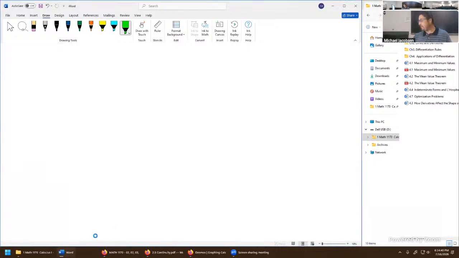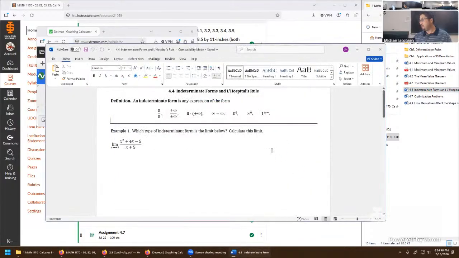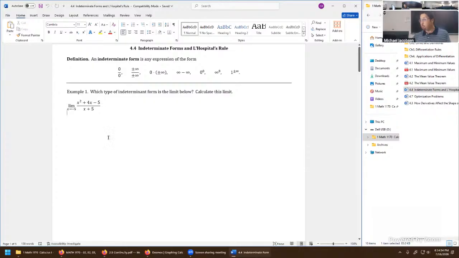Okay, let's now take a look into section 4.4. In a certain sense, 4.4 is kind of a nice section. We're reviewing certain kinds of limits, limits where we go off to infinity, or limits where we go to a finite number like on this one.